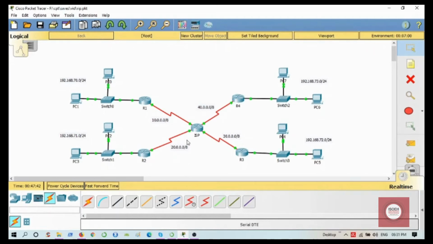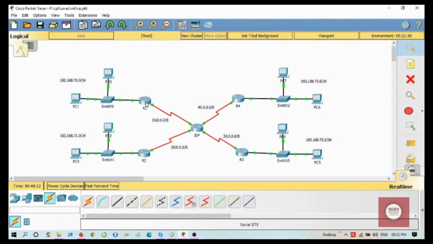Hello everybody. Today I am going to show you how to configure RIP in Cisco Packet Tracer. So here we have this topology where we have 5 routers, R1, R2, R3, R4, and all these routers have one central router which connects all of them together, which I call the ISP router.